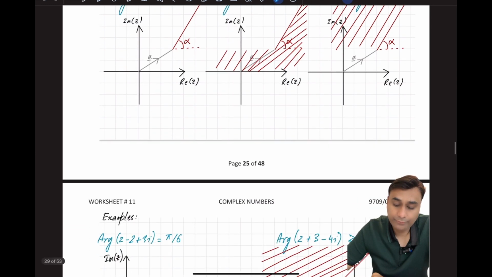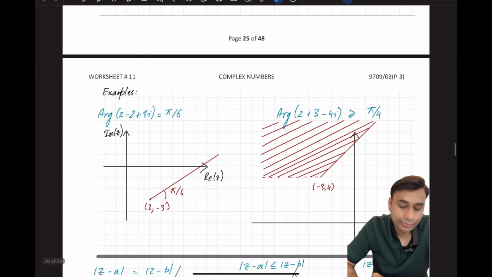Let's say you are being asked to represent the locus of all the points such that argument of z minus 2 plus 3 iota is equal to pi by 6. First I will get this point by equating the bracket to 0, which will be 2 minus 3 iota. Once I get the point 2 on the real axis and minus 3 on the imaginary axis, I will draw a half line.